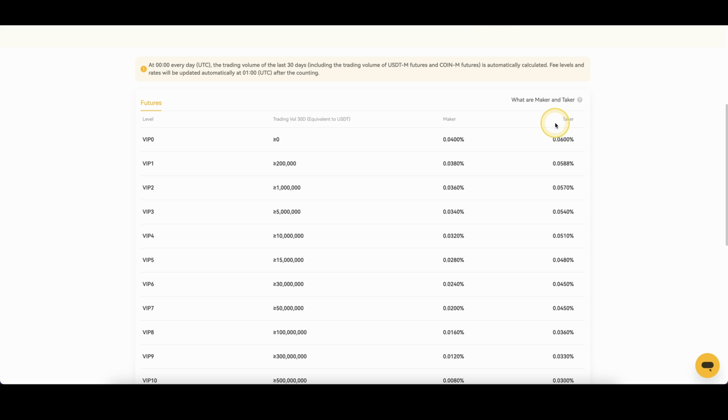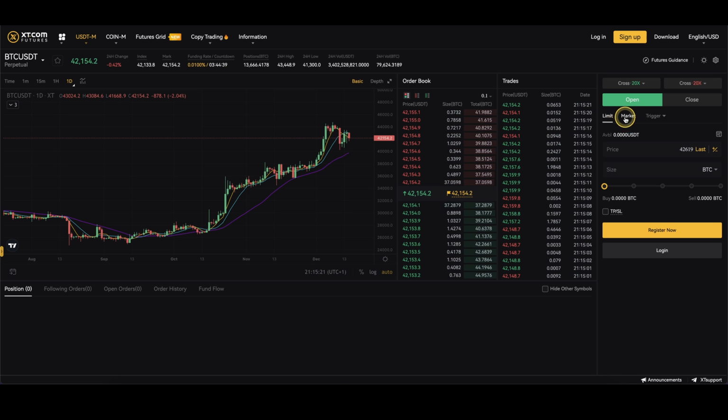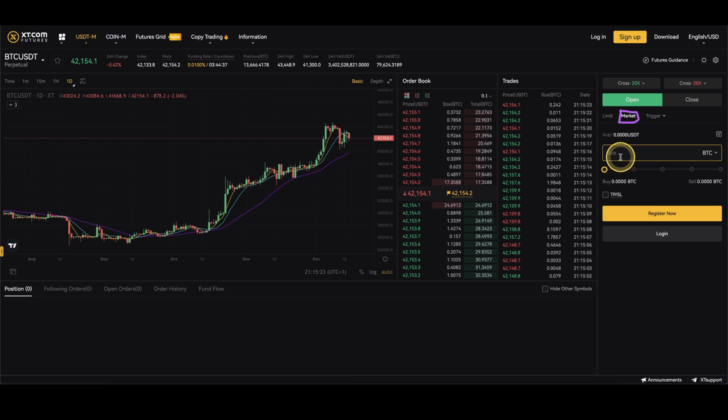Then there's also the so-called taker fee, which is a little bit higher and stands at 0.06%. Taker fee means that you always have to pay that fee when using a market order. So if instead of choosing a limit order right here, you choose a market order, then you cannot set any price because the market order will be executed immediately at the current market price.